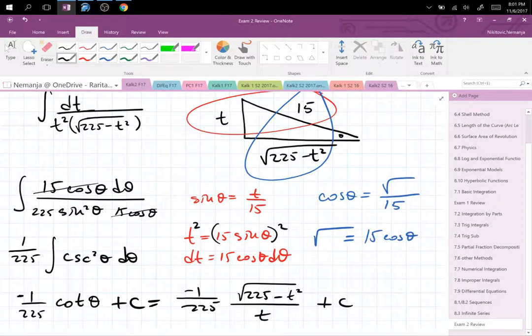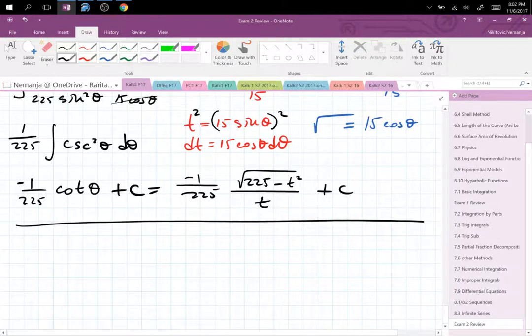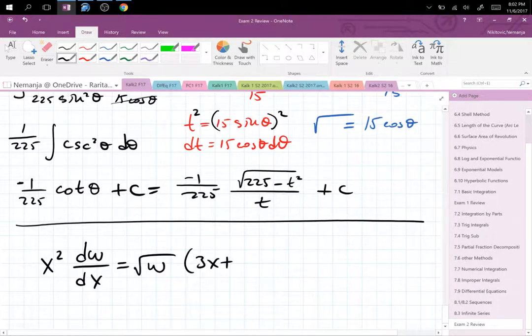Now, anything else? How about a differential equation? Of course. About 34. So x squared dw/dx is equal to the square root of w, and then 3x plus 1? Yeah. And does it have an initial condition or no?